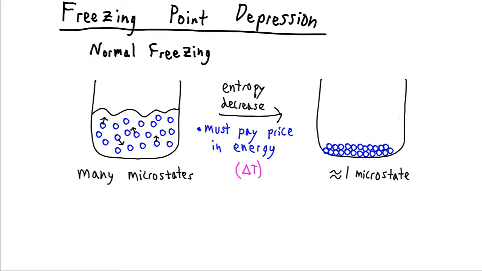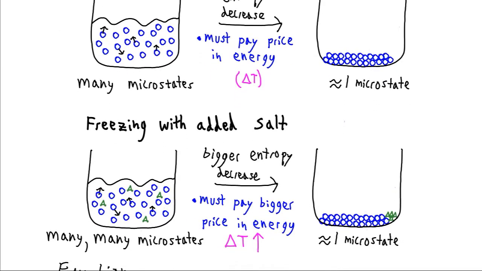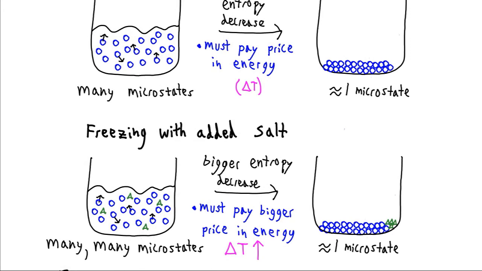Let's consider the case where we have a solute added. So say we've added some salt to this solution. Now if we consider the liquid case, these salt particles can flip positions with any of those solvent particles. There's going to be a lot more microstates now. Every time we flip one of these, we have a whole new set of microstates. So it's much more disordered than in the case without the solute.